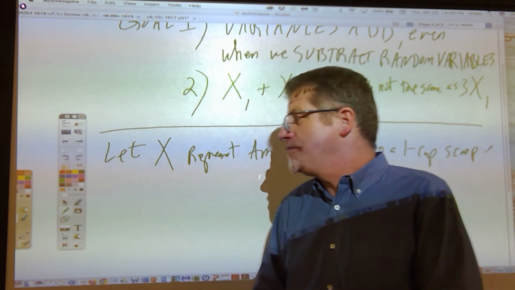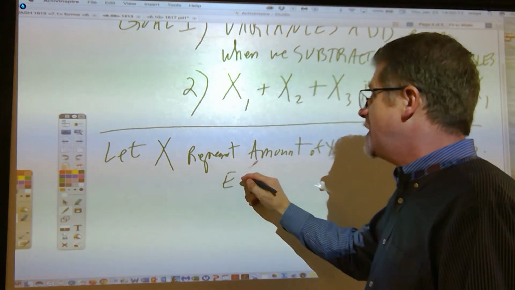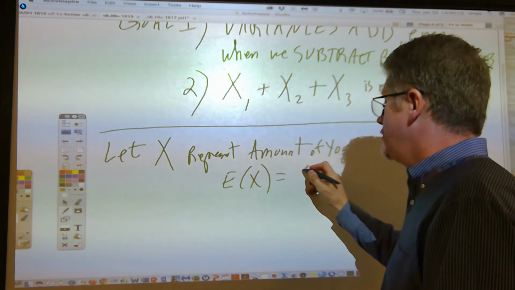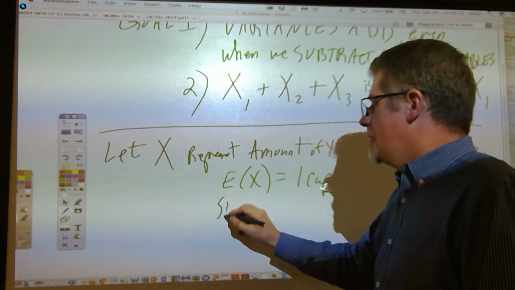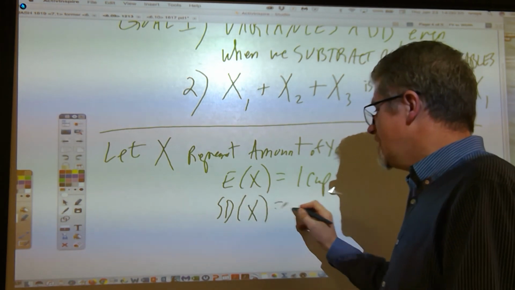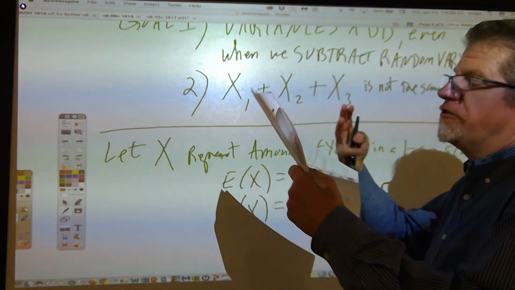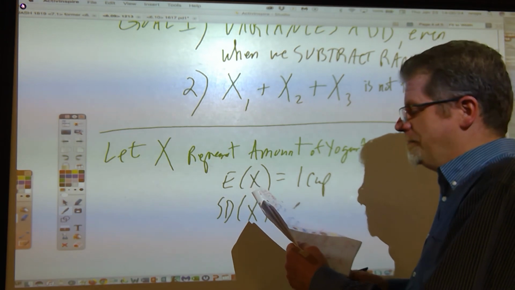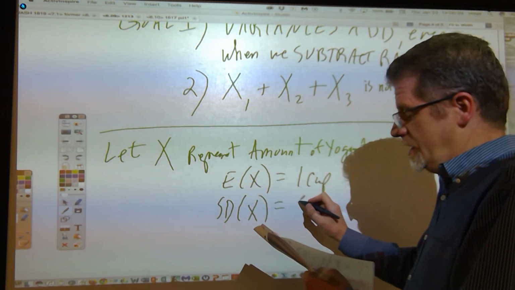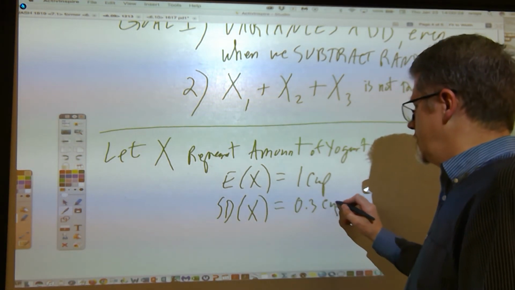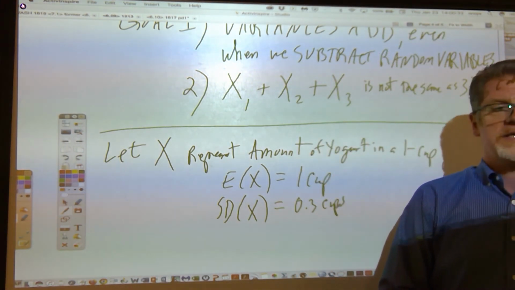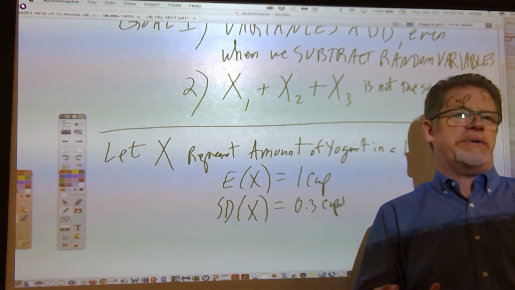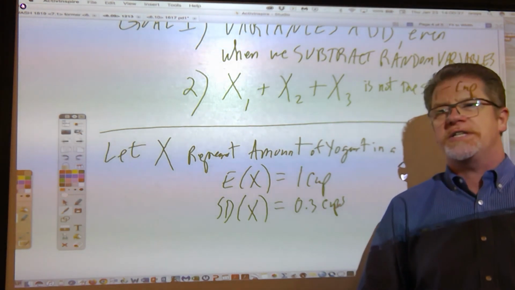And it's gonna have an expected, the average amount will be 1 cup. But it's not gonna be 1 cup every time. Sometimes it's gonna be overflowing and spilling all over the place. The standard deviation is gonna be 0.3 cups. So, I mean, sometimes it's so gloppy. That's hard to get exactly 1 cup.